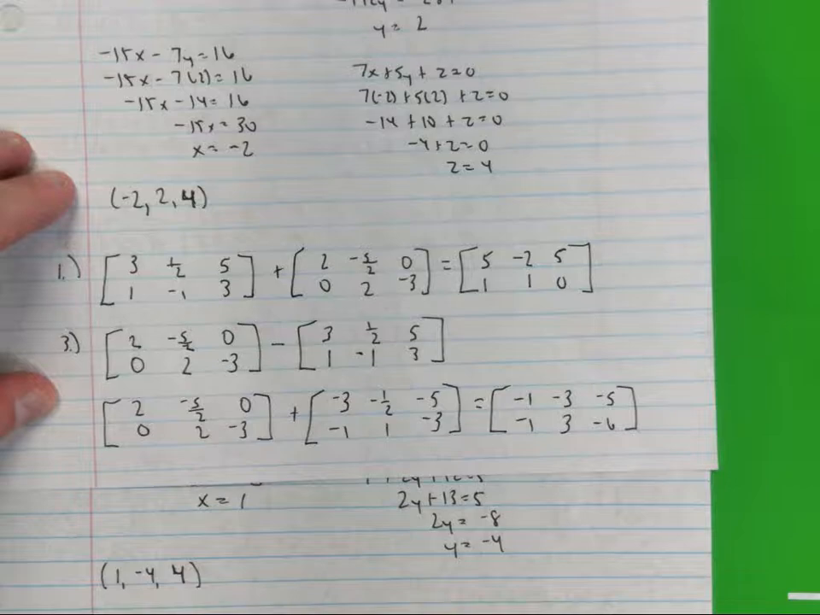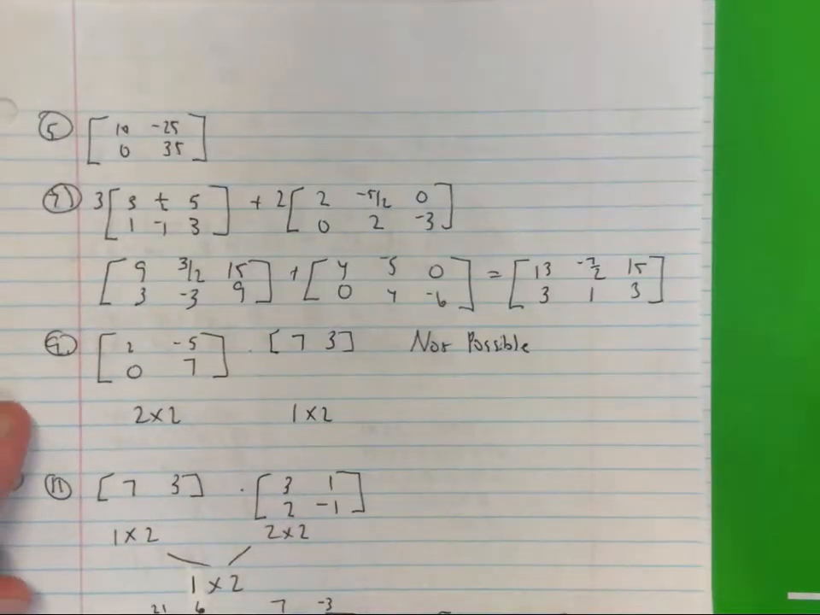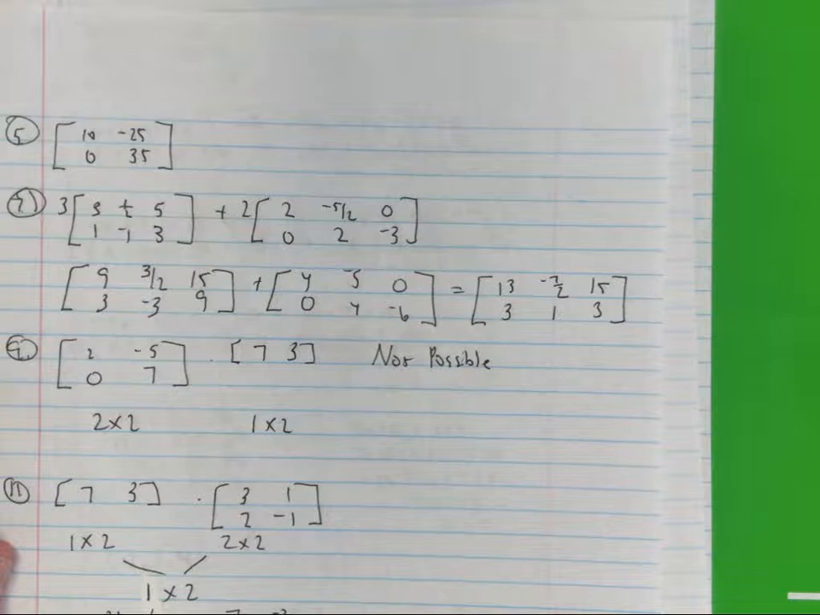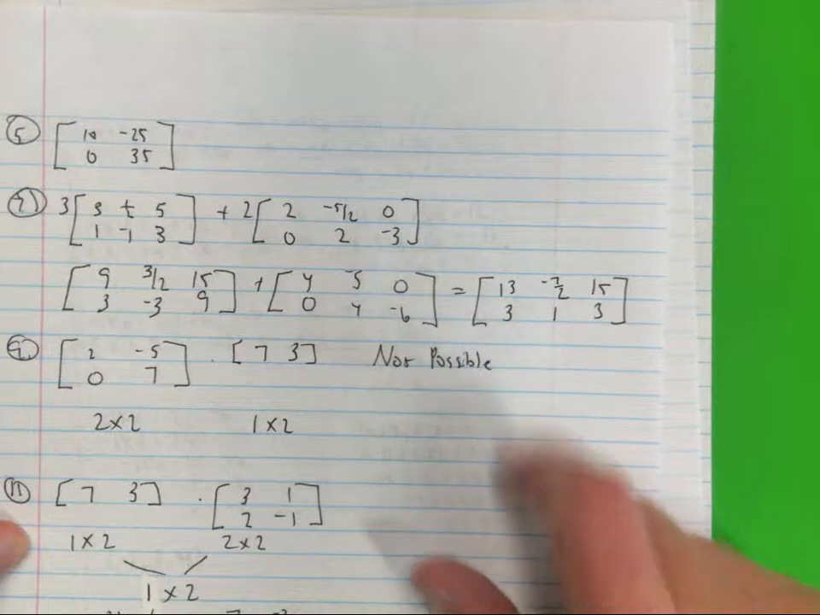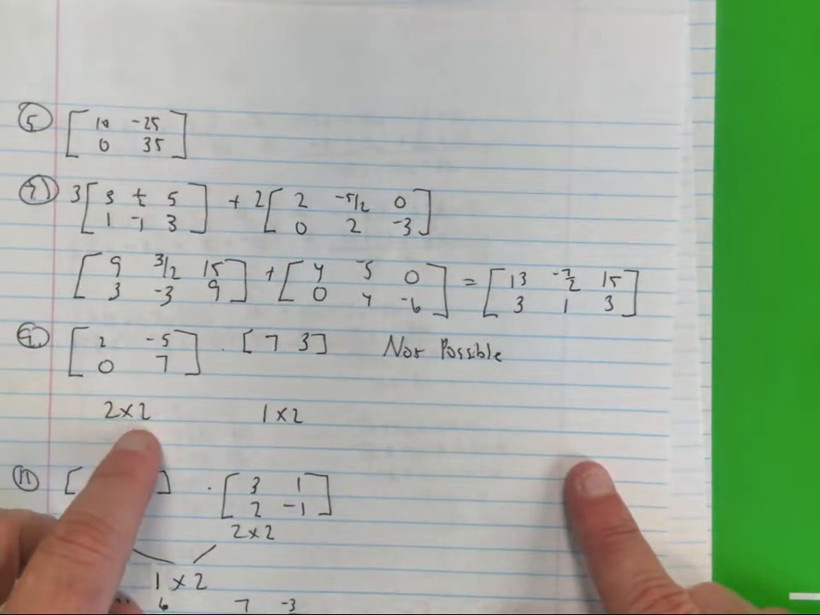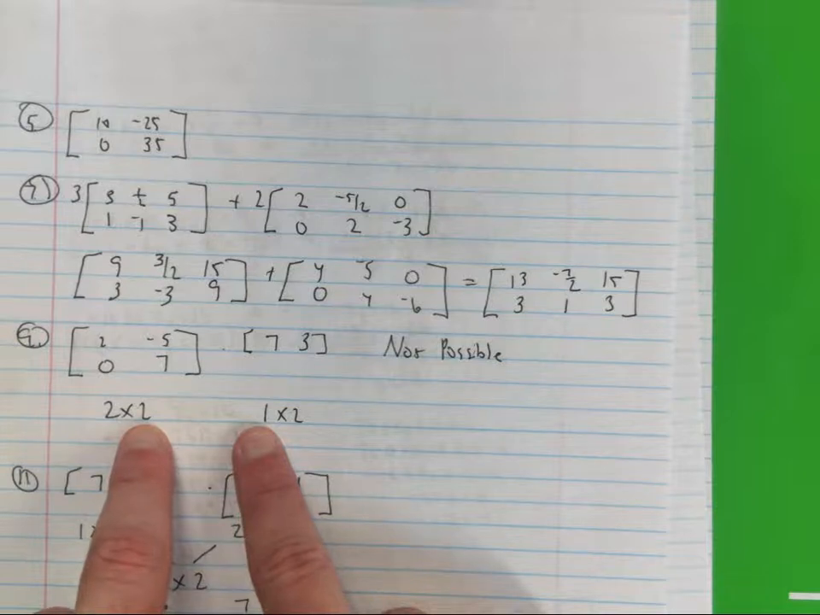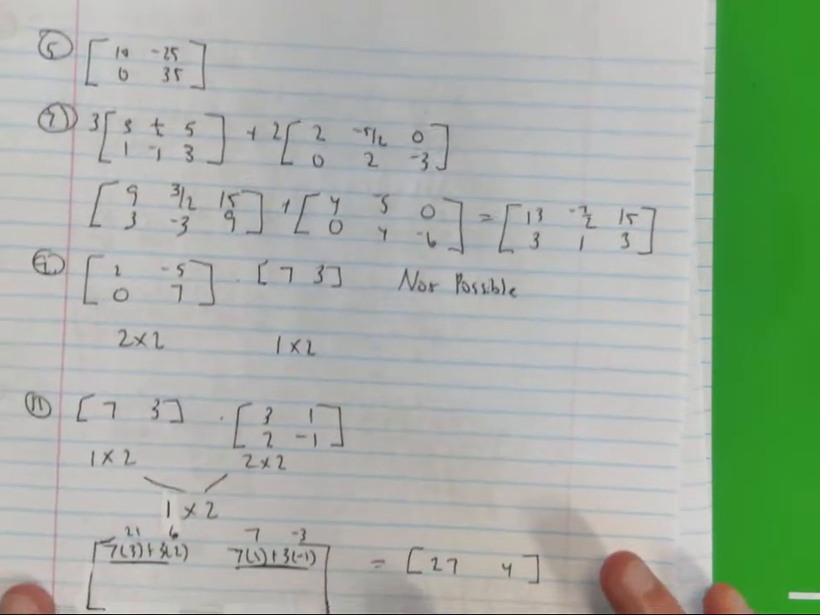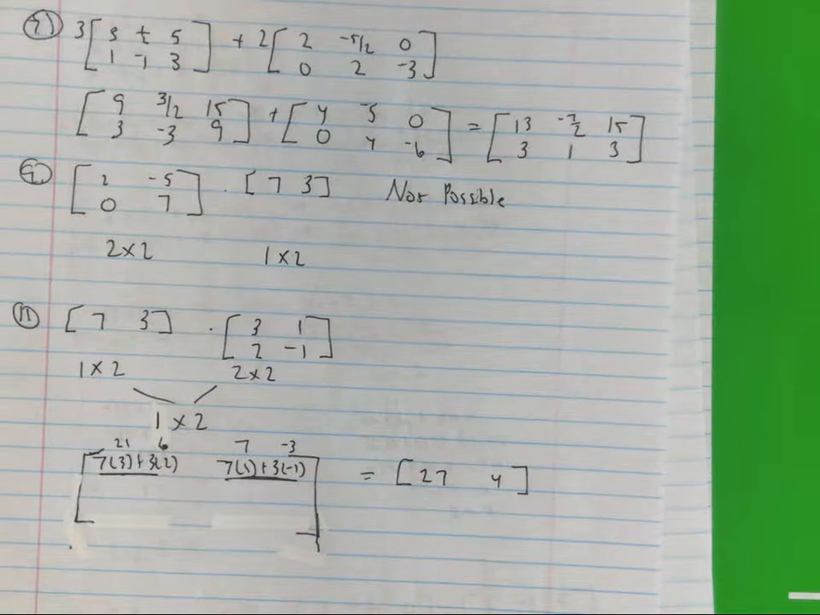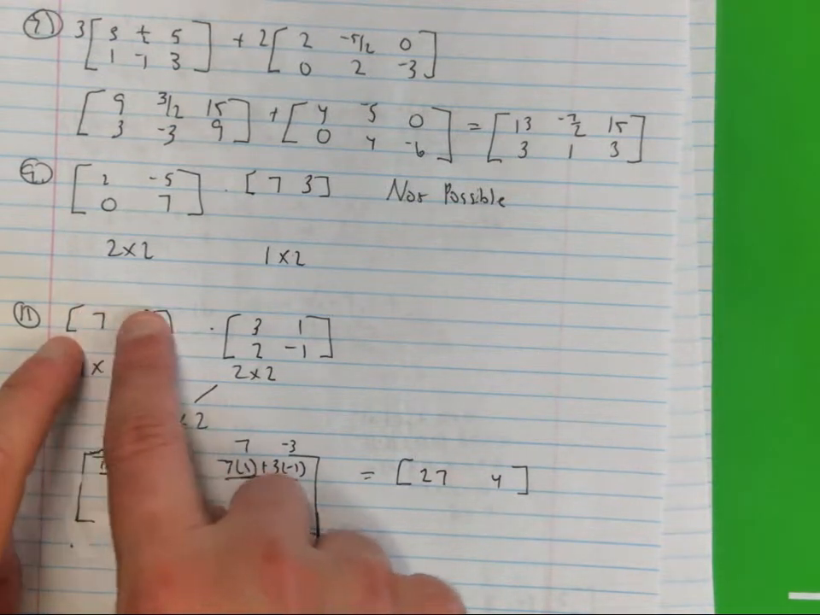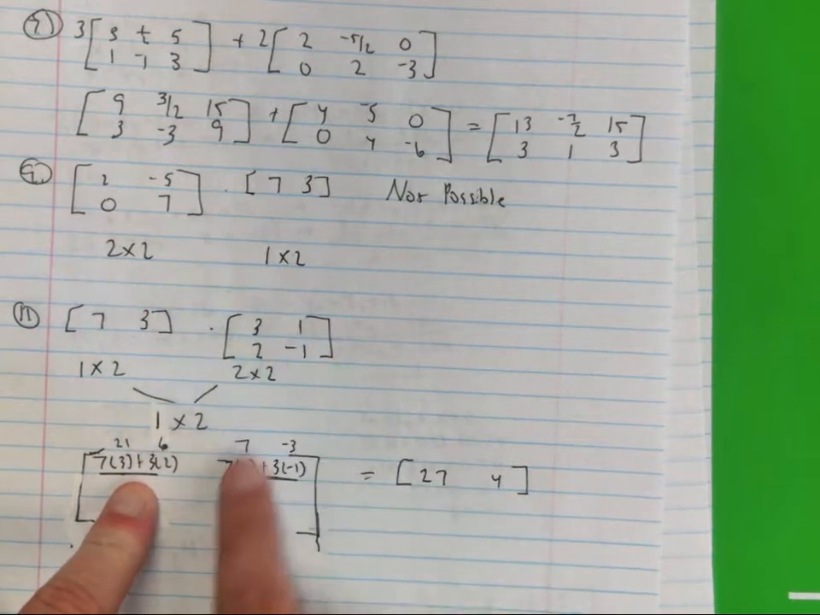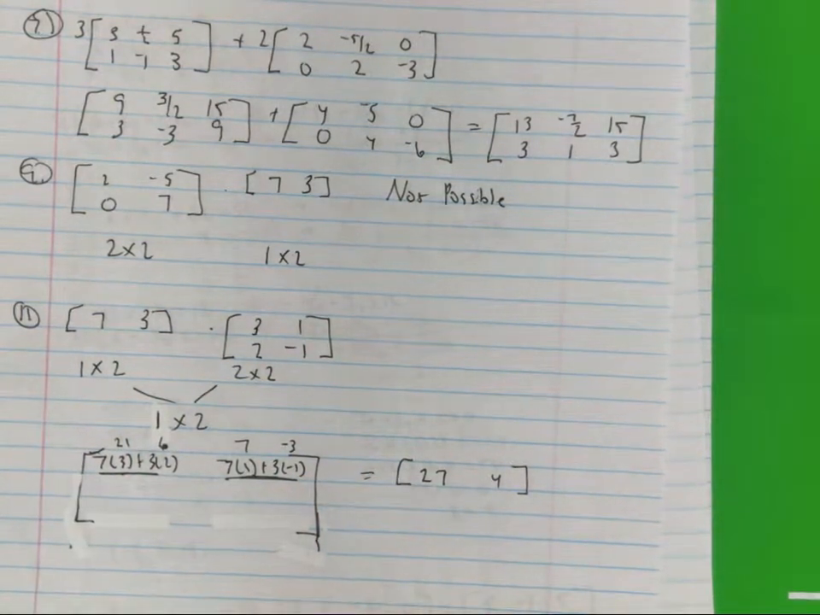Are we good? Number 5 is pretty easy. Number 7 was easy. Just had to distribute the numbers on the outside and then add them. Number 9 is not possible. You cannot multiply these because these two numbers are not the same. And then in number 11, these numbers are the same, so you're going to produce a 1 by 2. So row by column, row by column. Y'all agree with those?